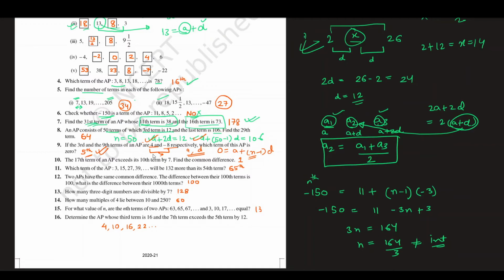The 17th term of an AP exceeds its 10th term by 7. What is the common difference? Okay, so we have to do this question. I am doing this question here.